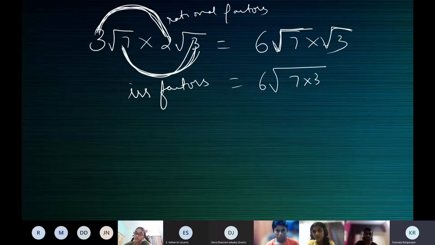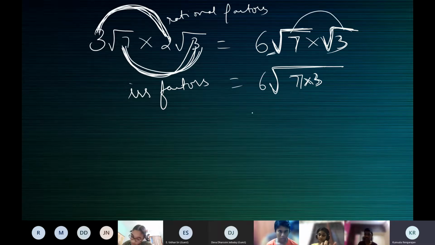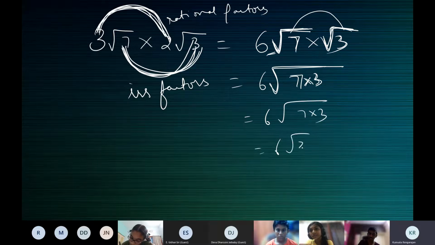So here the root is the same. This is also square root of 7. This is square root of 3. So it will be the square root of 7 into 3. I told you 3 into 2 is 6. Then root 7 into root 3, how do you do that? It will be 6 root of 7 into 3. That is 6 root 21.